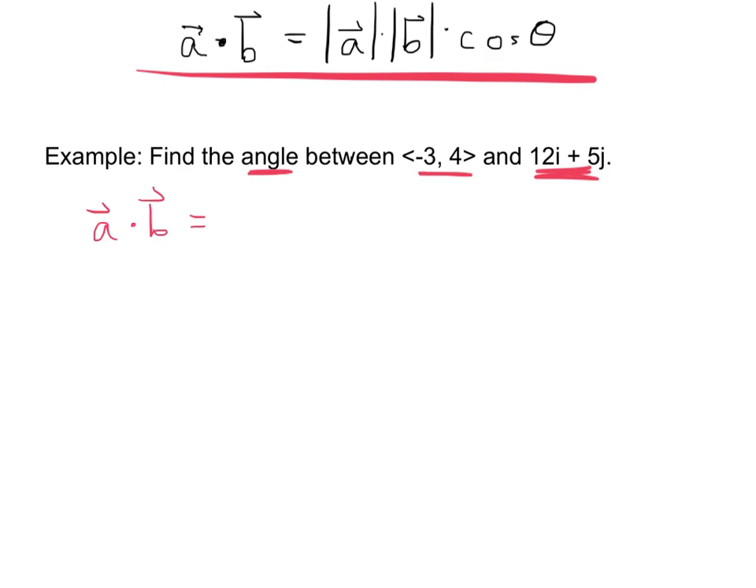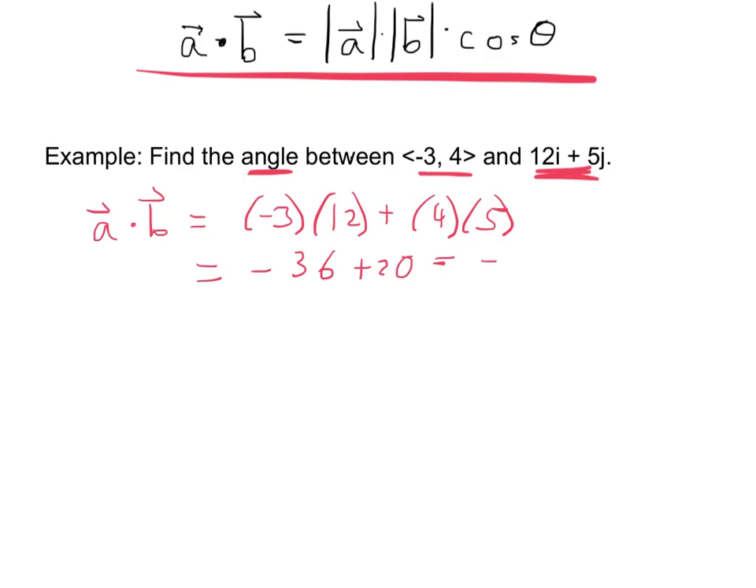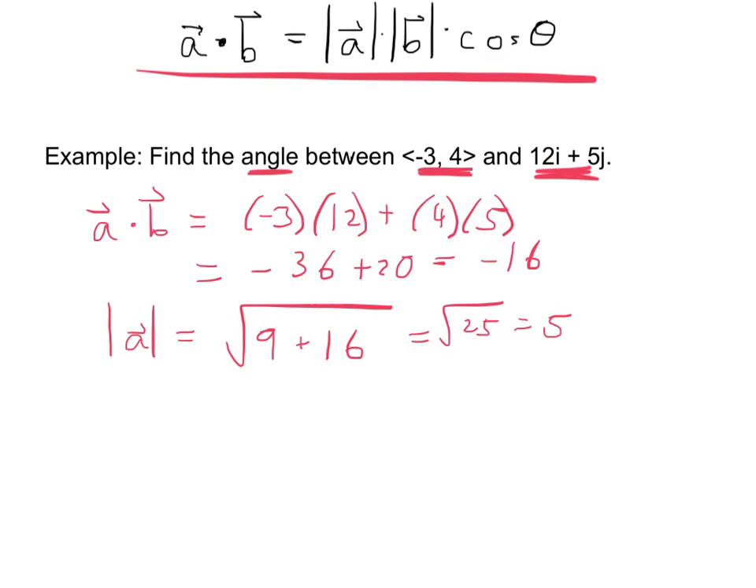The dot product of these vectors would be negative 3 times 12 plus 4 times 5. That means negative 36 plus 20. So my dot product is negative 16. That's not the answer to the question, but that's the dot product. The next thing we have to do is compute the magnitude of that first vector. It would be the square root of negative 3 squared, which is 9, plus 4 squared, which is 16. That ends up being the square root of 25, which is 5.